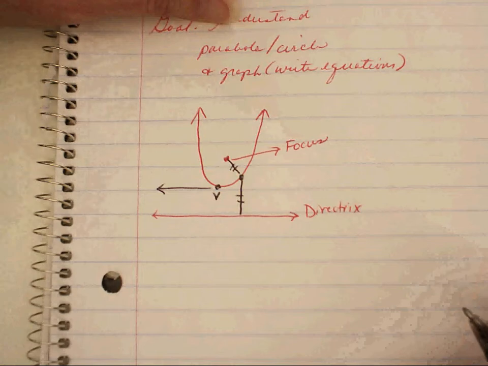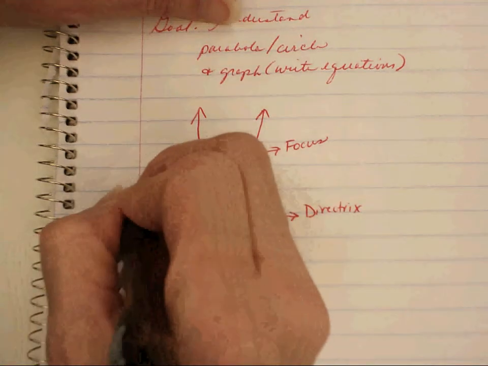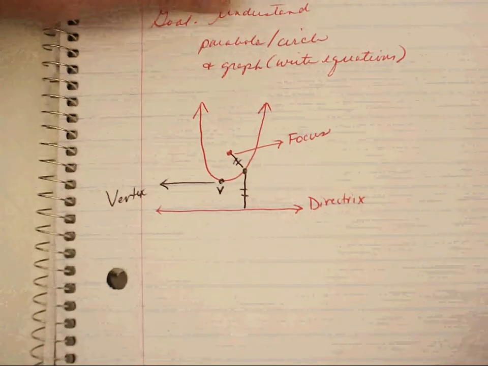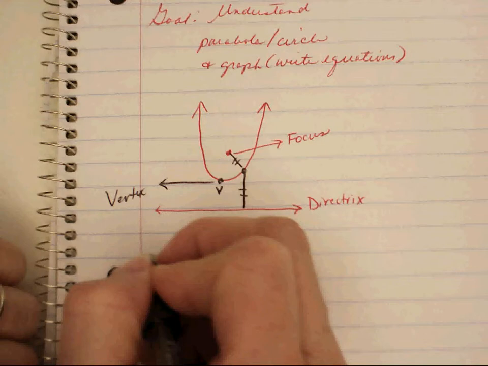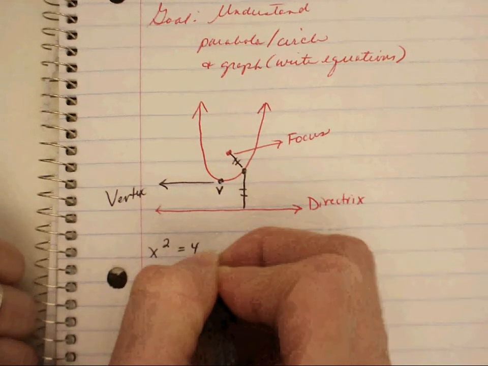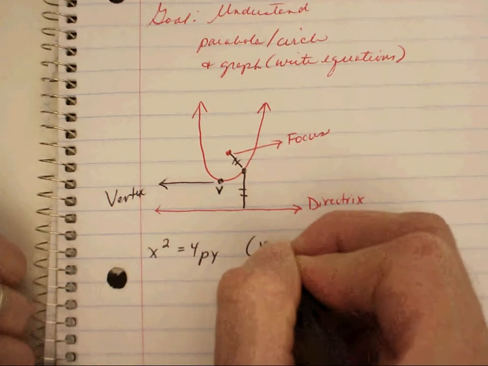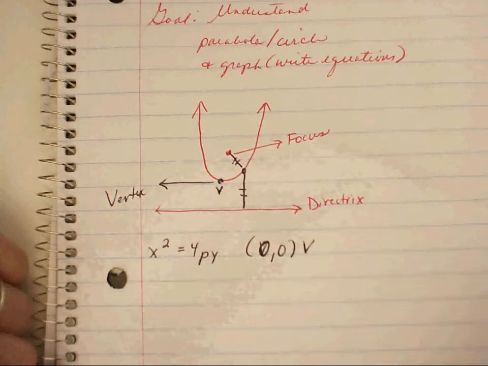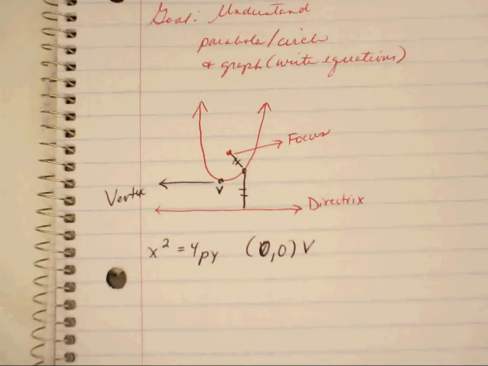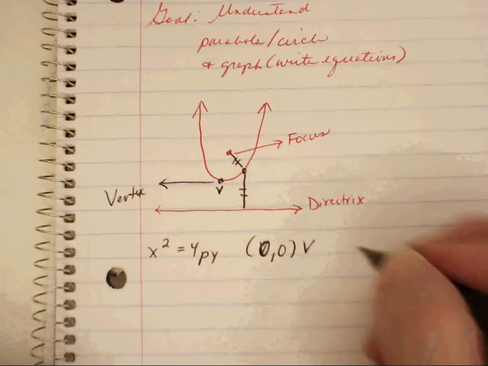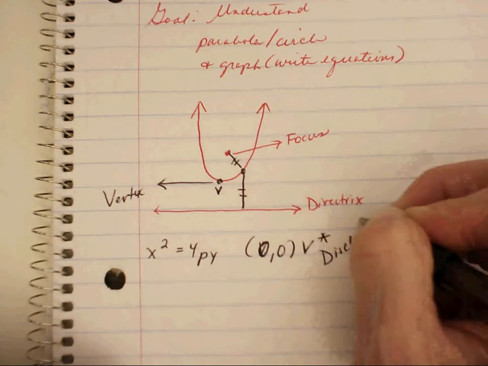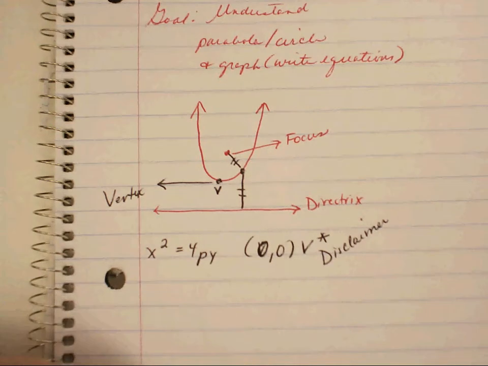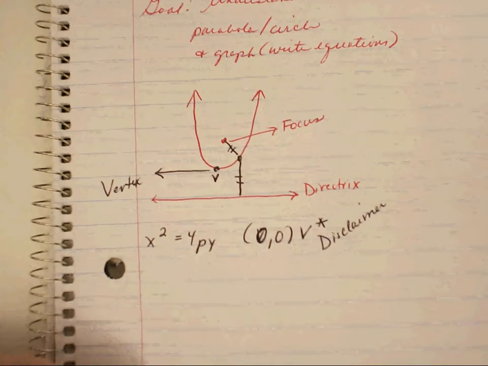Now, you already know the name of this vocabulary word. What's the name of that? Vertex, the min or max of the parabola. Now, there is a really funky looking equation that we're going to use called x squared equals 4py. To use this, the vertex has to be at 0, 0. So that's your disclaimer. You cannot use this unless what?